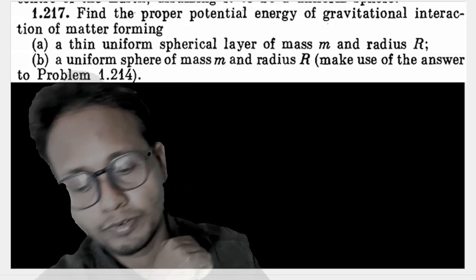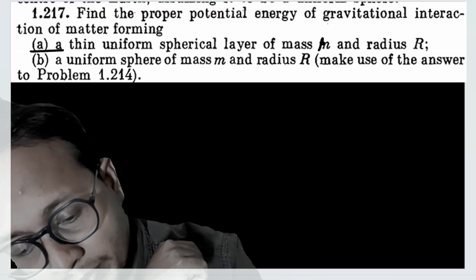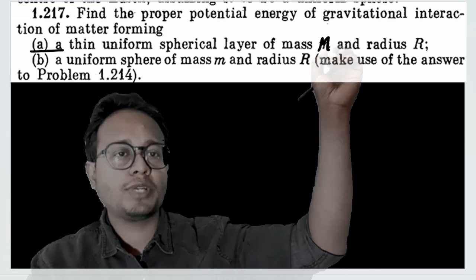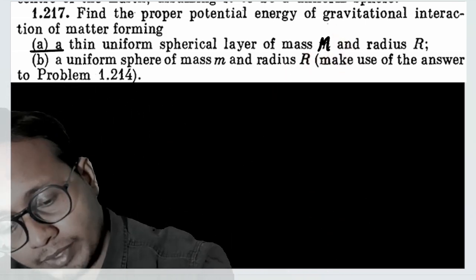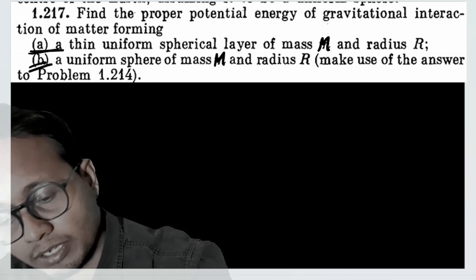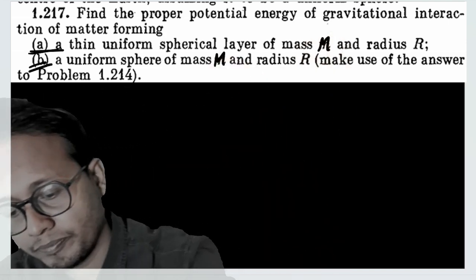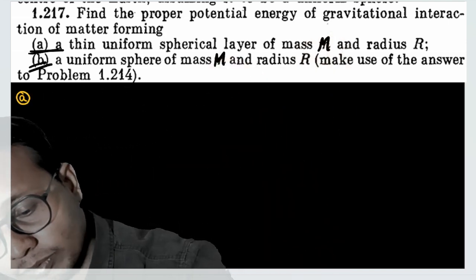Now in this question, I have to find out the potential of formation of a spherical shell of mass capital M. I'm just changing the variable from small m to capital M. You're understanding a bit why. And a solid sphere of mass capital M. We have to find the potential of formation of these two bodies: a spherical shell of mass M and a solid sphere of mass M. So let's start with part A of the question.